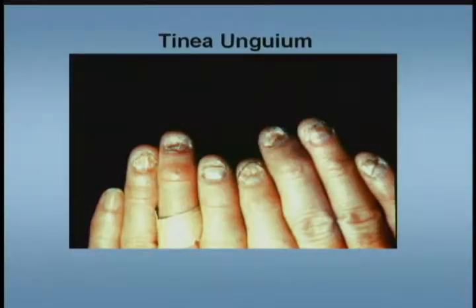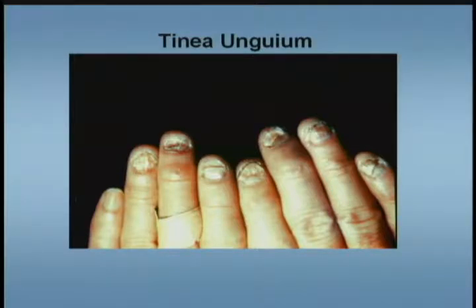Our next slide shows tinea unguum. Now, unguum could have been called onychomycosis. Unguum means nail, onycho means nail, like paronychia, near the nail. Tinea unguum means a nail fungal infection. Paronychia means a bacterial infection around the nail. Tinea unguum is a fungal infection around the nail.